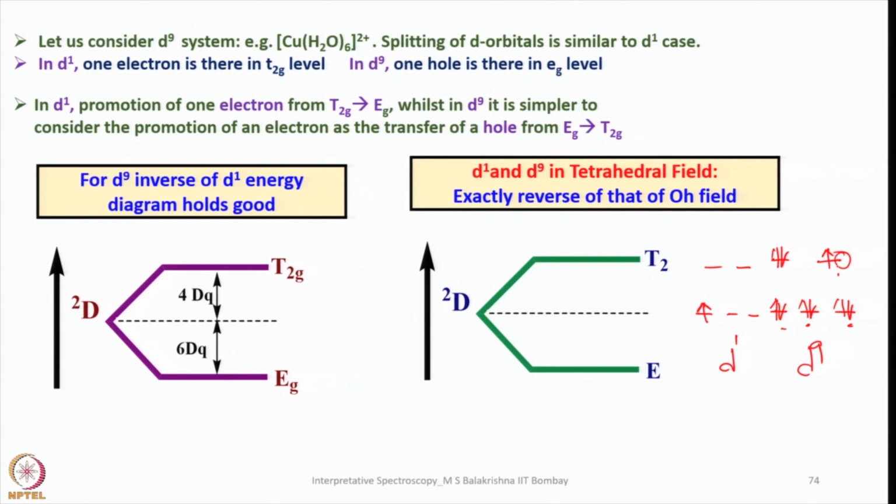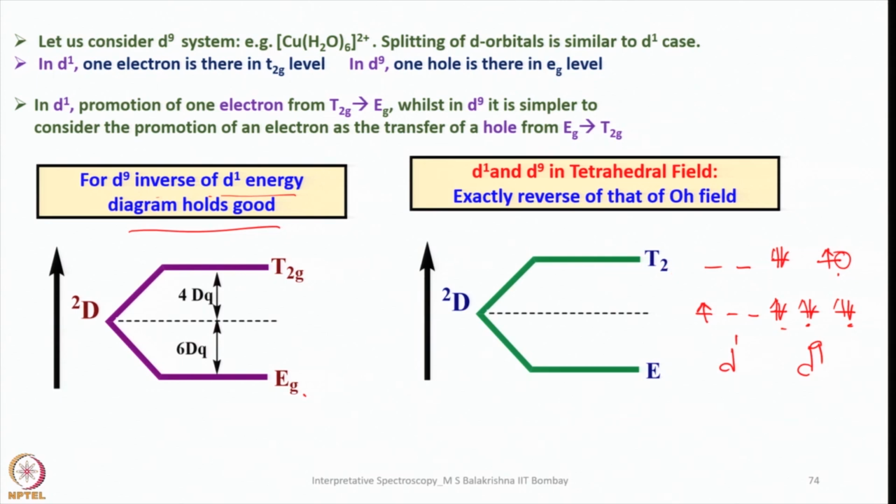That means if you know the transition states in the case of the d1 system, just reverse it, and that automatically becomes the electronic transition for the d9 system. So this is for the d9 system. For d1 and d9 in tetrahedral, the same thing happens. If it is d2, e to t2 is there, and in the case of d9 it becomes t2 to e. So this is what exactly happens.